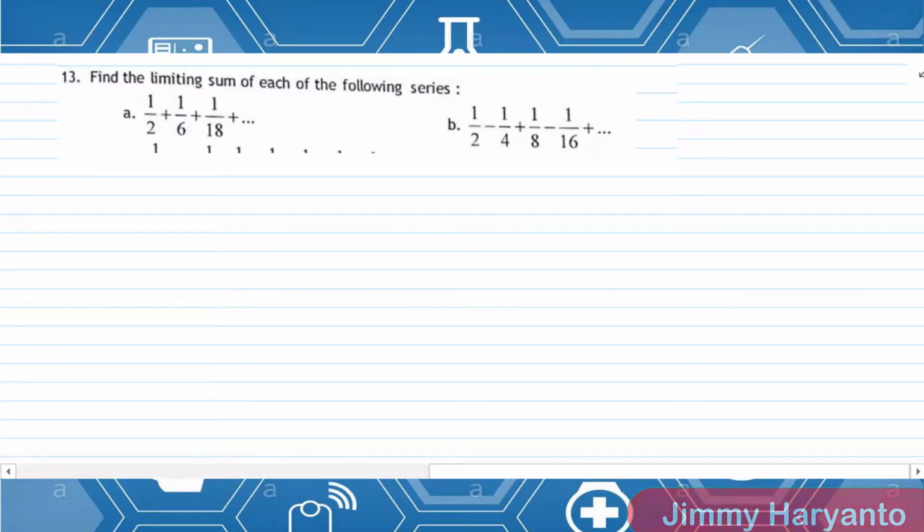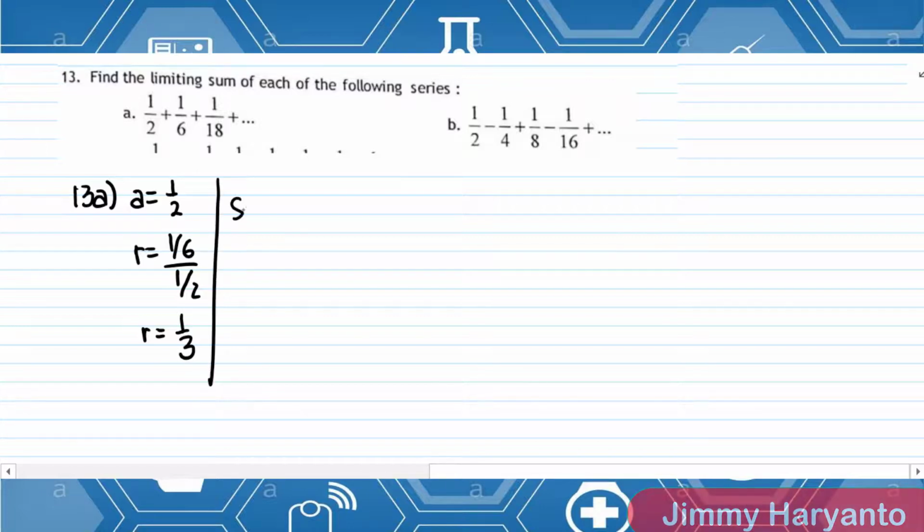Next is number 13. 13a first. For number 13a, I will tell that a equals half, and then the ratio is 1 over 6 over 1 over 2. So the ratio will be 2 over 6, 1 over 3. And then after that, the question wants us to find the limiting sum. Find the limiting sum is the same as the sum to infinity. So the question wants us to find the infinite sum of the series.